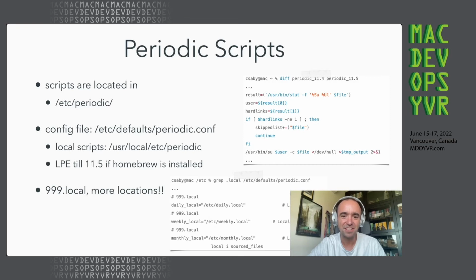This is interesting because if we have Homebrew installed on our system, which I think many power users will have, if not everyone, there was a local privilege escalation vulnerability up to Big Sur 11.5. The reason is that Homebrew sets the permission of the /usr/local directory to be writable by the default admin account. With that, we could recreate this directory, drop our script there, and it would be executed as root by the system.